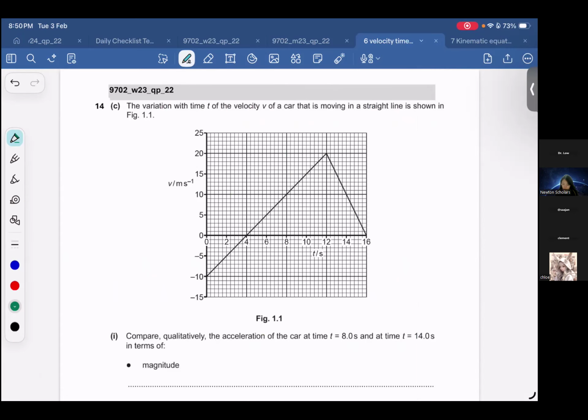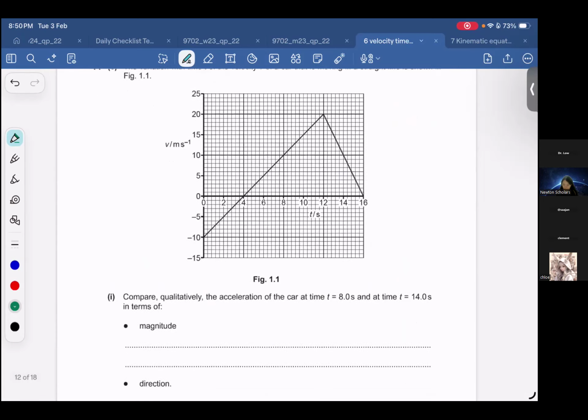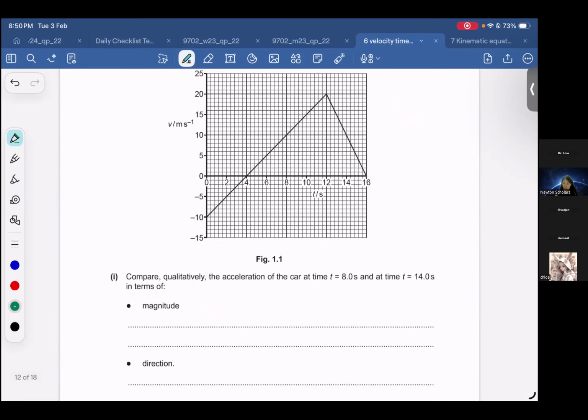We go to the 2023 past year questions. The variation with time of the velocity v of a car moving in a straight line. Compare qualitatively, meaning no need to do calculation, the acceleration of the car at time x, at this point, compared to time 14 here. What is the magnitude? Can you compare and then tell me? Acceleration, magnitude, and direction.